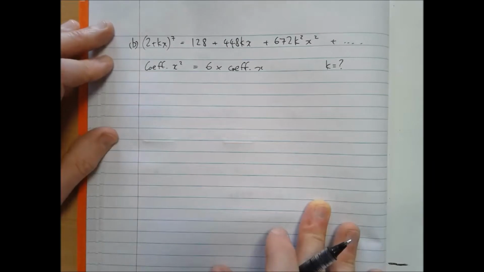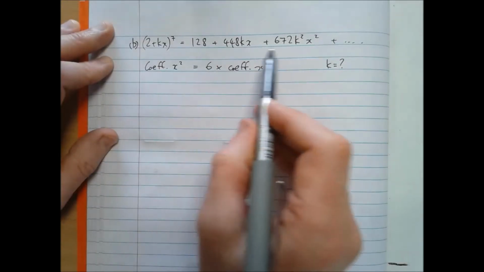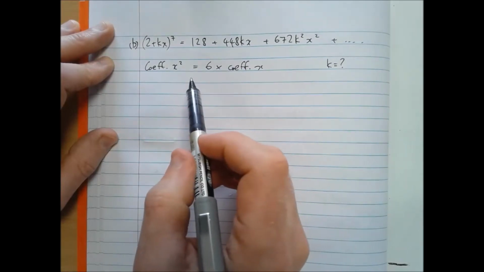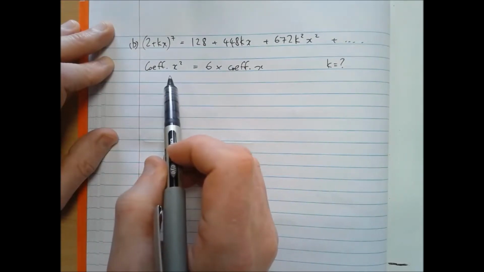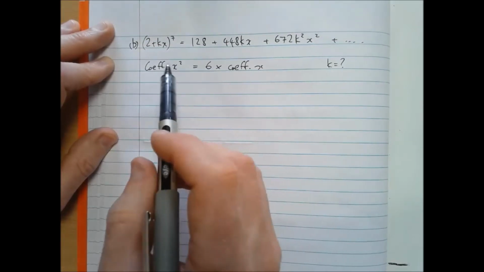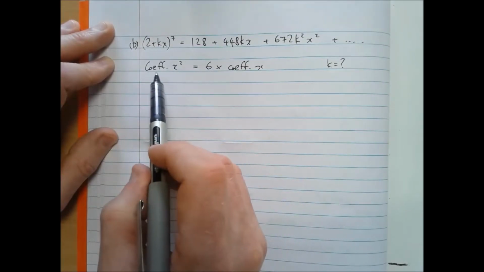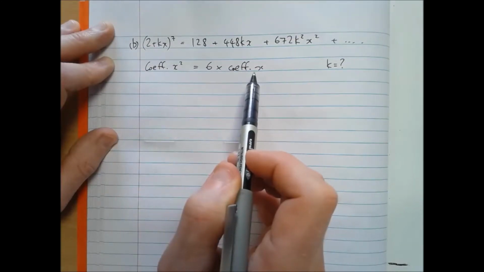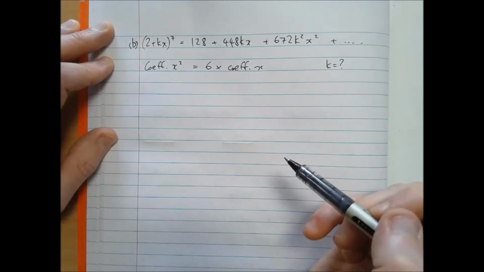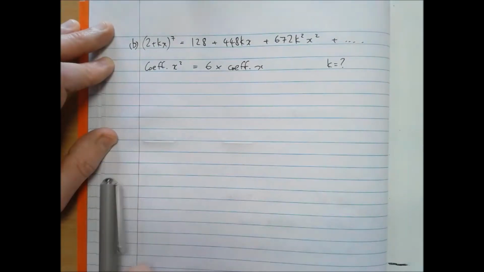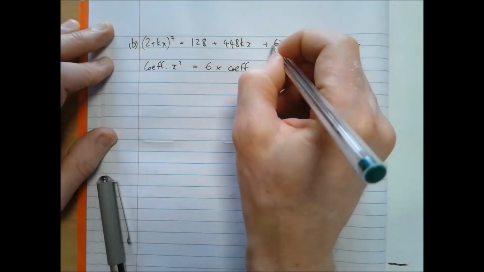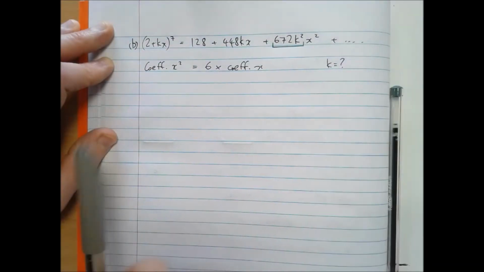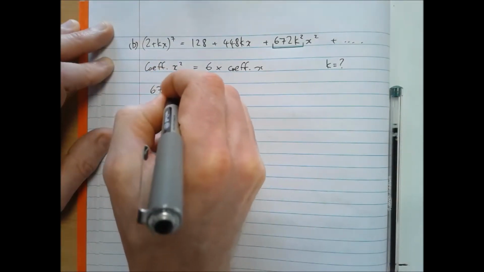Okay, part B. At the top here I've rewritten the final answer of part A, which is the expansion there. Now in part B we've been told that the coefficient of x squared is 6 times the coefficient of x. I like to write that in sort of equation terms. So we've got coefficient of x squared equals 6 multiplied by coefficient of x, and we're trying to find the value of k. So what is the coefficient of x squared? Well, that is this bit here. So that is then 672k squared.